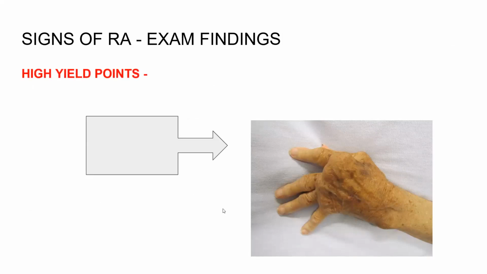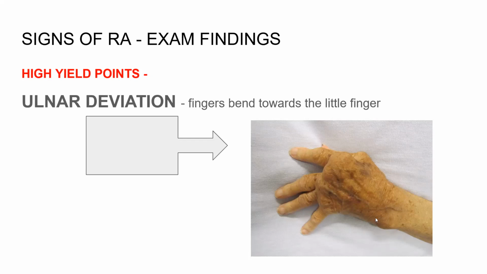All right, so what is it? Well, this is one of the very high yield points for the medical exams and for the PLAB exam. What the picture shows on the right-hand side is basically ulnar deviation. It's one of the signs that is seen when we examine the hands. If you can see here on the picture, the fingers are not really straight and they're bent towards the little finger. This is the ulnar side of the hand, that's what we call in medical terms.